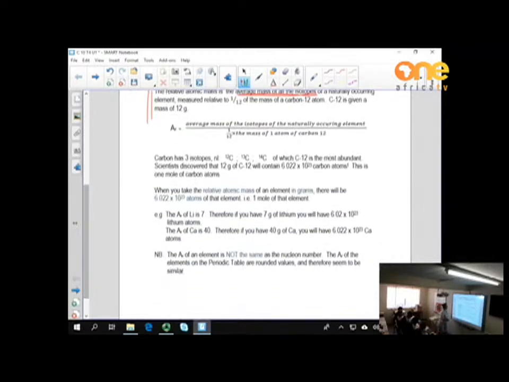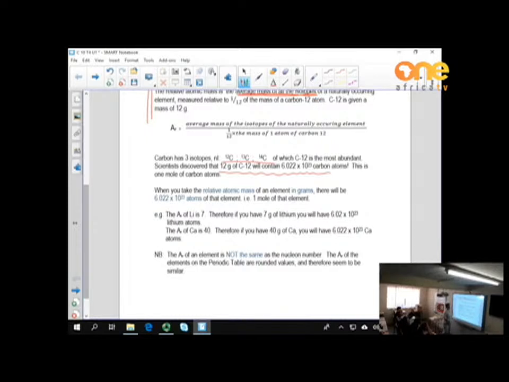Carbon, for example, has 3 isotopes: carbon 12, carbon 13, and carbon 14. Carbon 12 is the most abundant. Scientists discovered that 12 grams of carbon 12 will contain 1 mole of carbon atoms: 6,02 times 10 to the power 23. It's loads of them. It gives you an indication of how tiny an atom is.